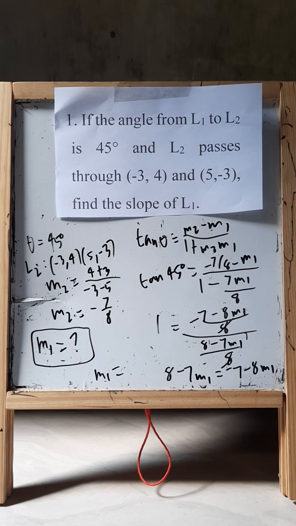Wait. I'm sorry. Teka. 8 minus 7 m sub 1 equals negative 7 minus... wala pa palang 8 yun, no?